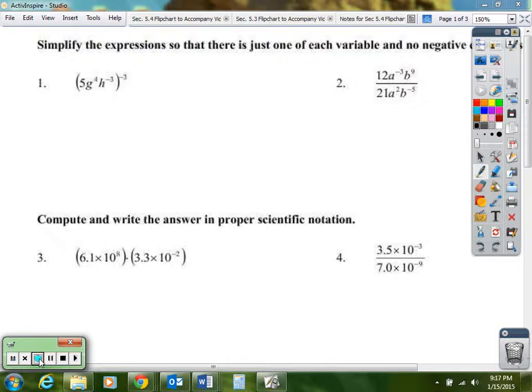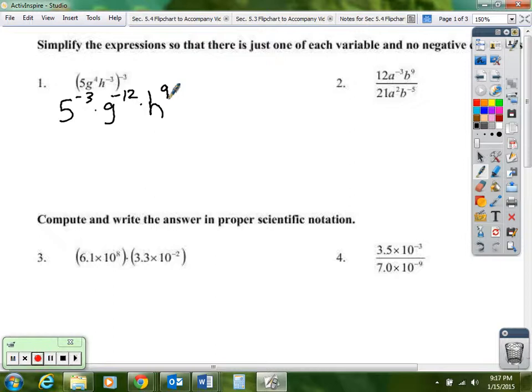Let's get started. We're going to raise each one of these things inside the parentheses to the negative 3 power. 5 to the negative 3, times g to the 4 times negative 3, which is negative 12 power, times h to the negative 3 to the negative 3. Negative 3 times negative 3, a negative times a negative is a positive, is h to the 9th.